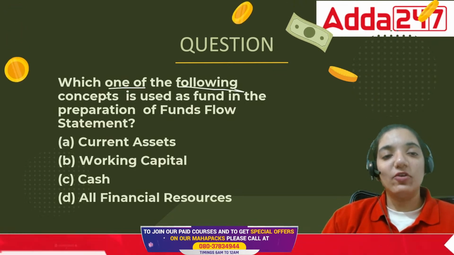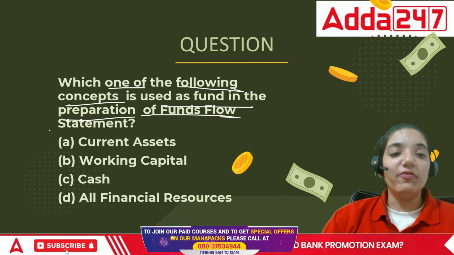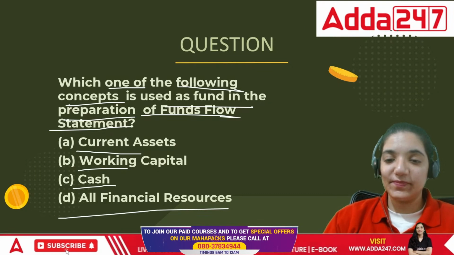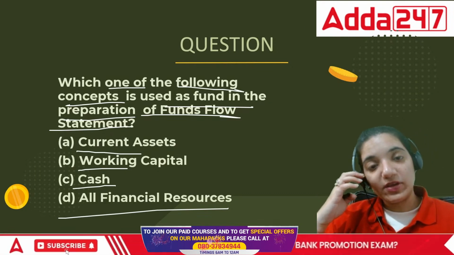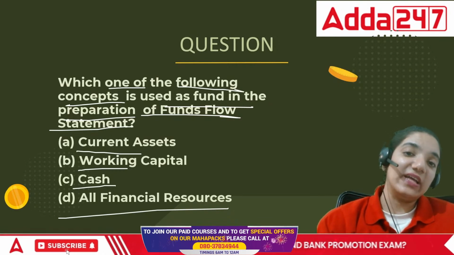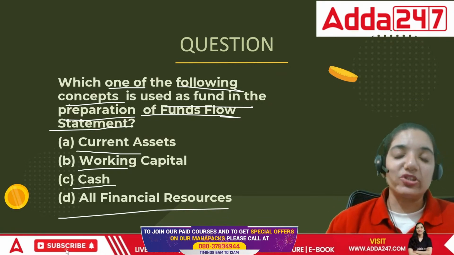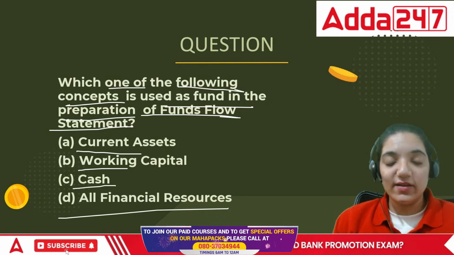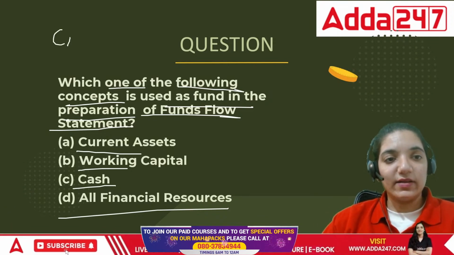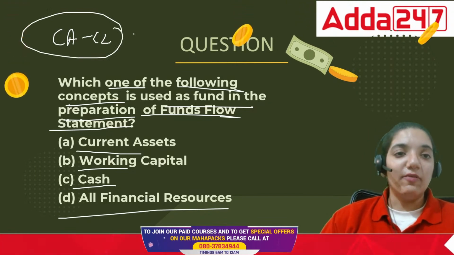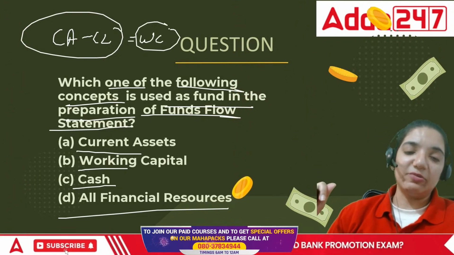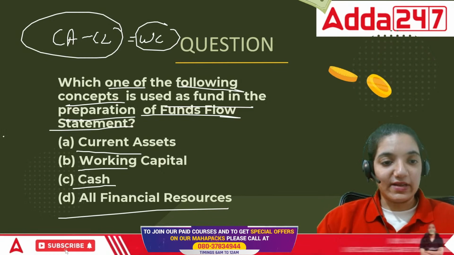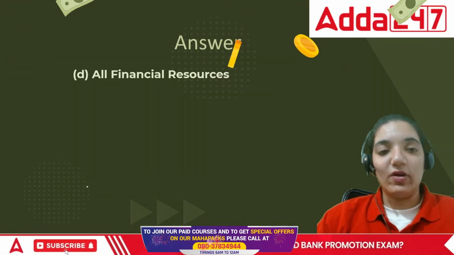Which one of the following concepts is used in preparation of fund flow statements? Current assets, working capital, cash, or all financial resources? When we're looking forward to fund flow, fund flow can be specified as movement of cash. This is normally current assets minus current liabilities, which is called statement of working capital. They first of all make the statement of working capital, then after the statement they prepare something else. So the correct answer would be D, all financial resources.